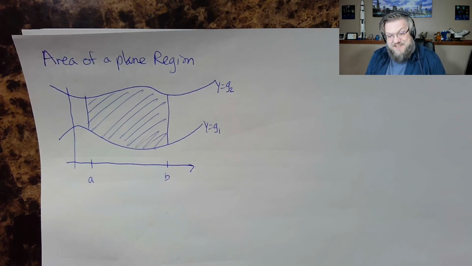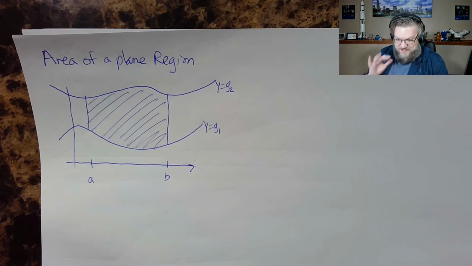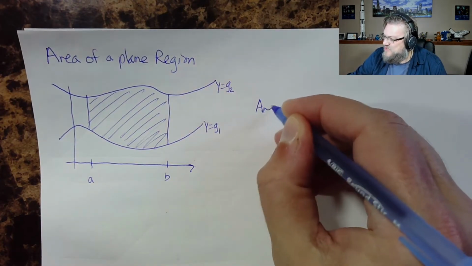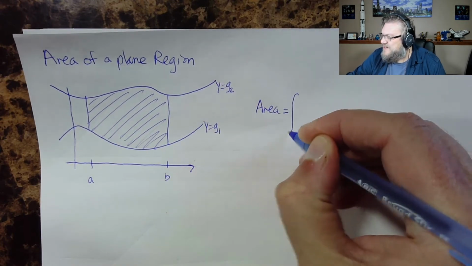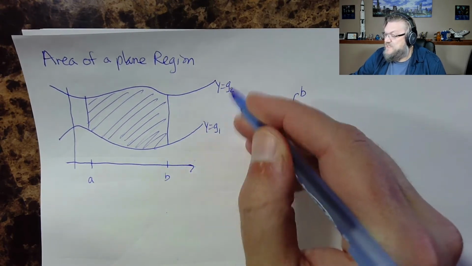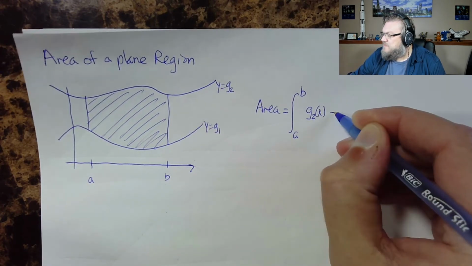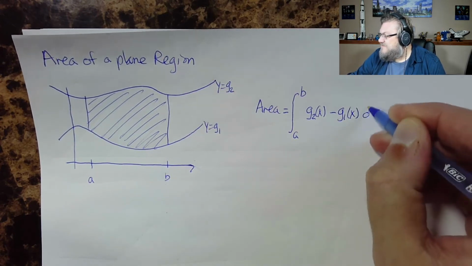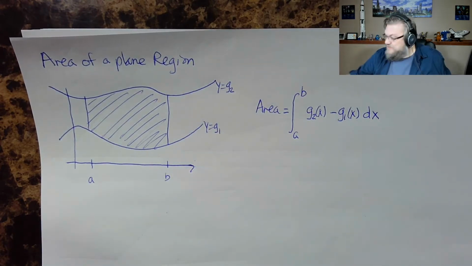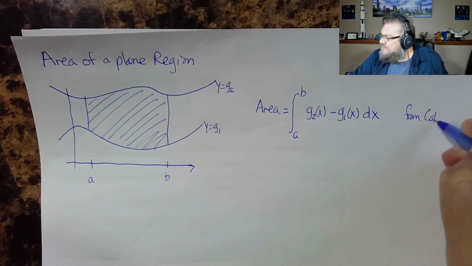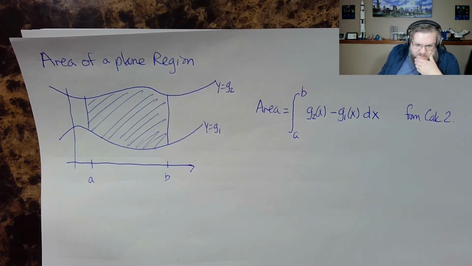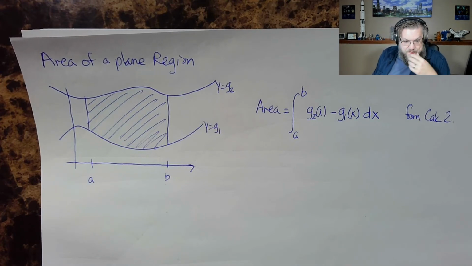Now, in Calc 2, you did learn an area formula for this. I think this is the very first lesson in Calc 2, like the first day or night of Calc 2. You learned that the area of this could be thought of as a single integral. This can be thought of as the integral from a to b of the difference of the two functions, top curve minus the bottom curve, with respect to x. That's from Calc 2. And not new, by the way.